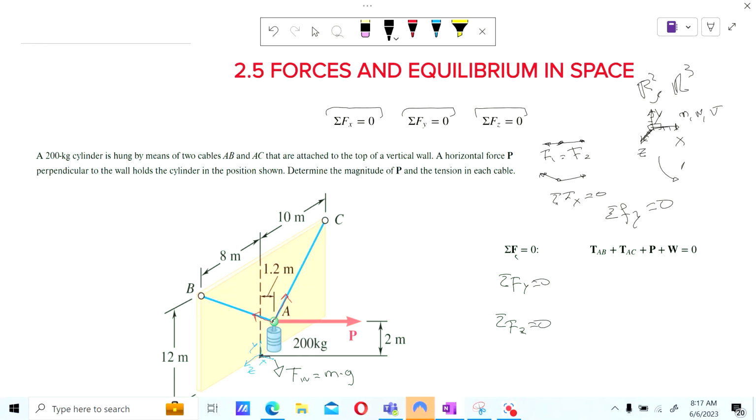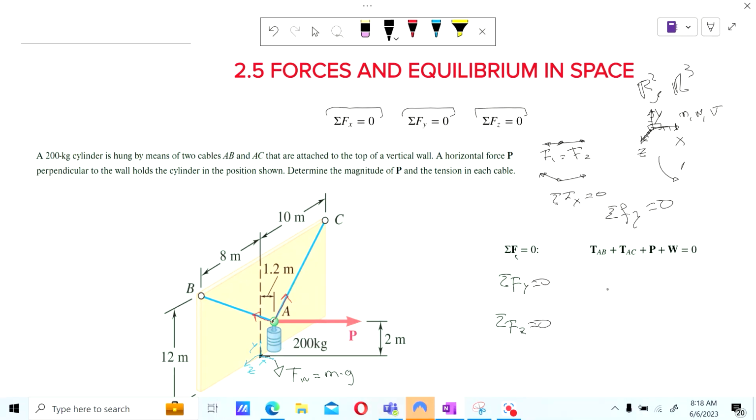This is going to be my 0 because they're already telling me that everything's going to be referenced from those axes, from y, from z, and from x. Okay, so 1.2 meters away in x, 2 meters away in y, and point C has -8, oh sorry, -10 and +8 meters. So careful with signs. All right, and if we do that, we're gonna have a force P, a force AB, and a force AC, and also the force of the cylinder going down.